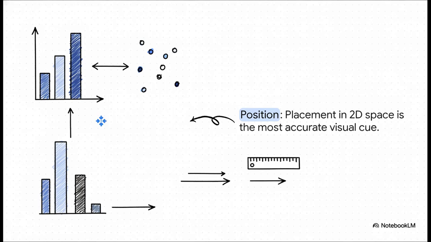But if there's a king of all these attributes, it has to be position. Where you place something in a 2D space is, hands down, the most accurate way our brains can understand numbers visually. And that's exactly why things like bar charts and scatter plots work so well. They're built on our brain's amazing built-in ability to judge position and length.